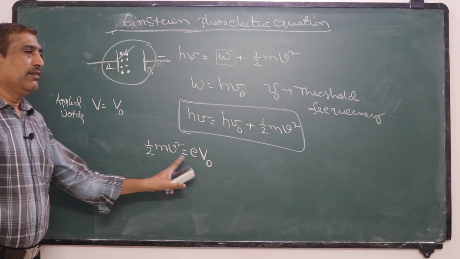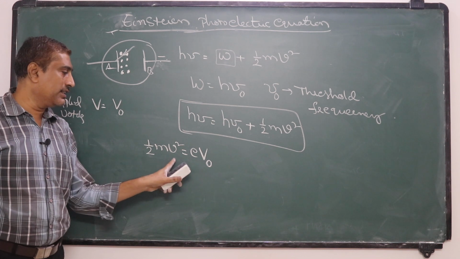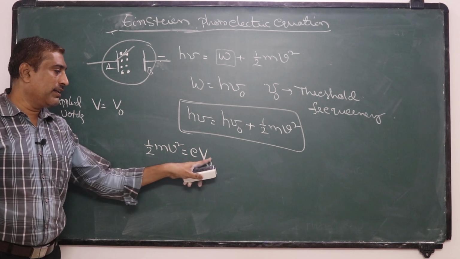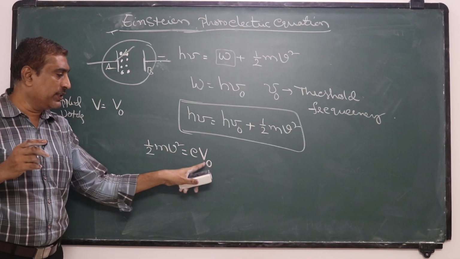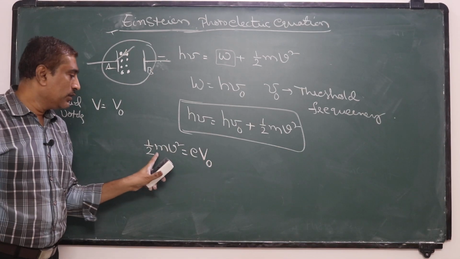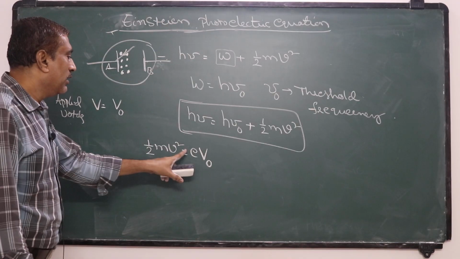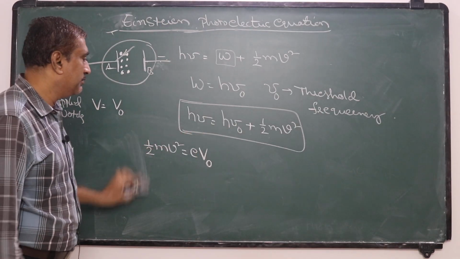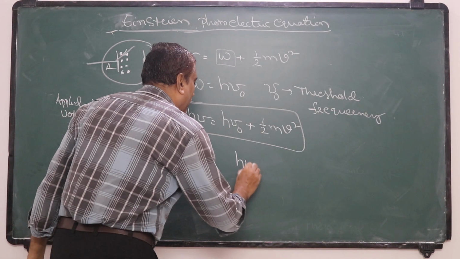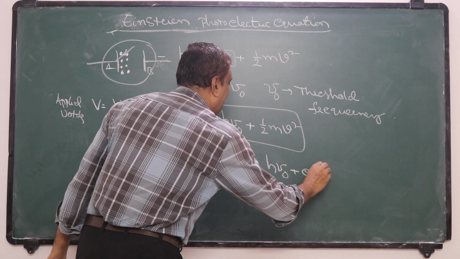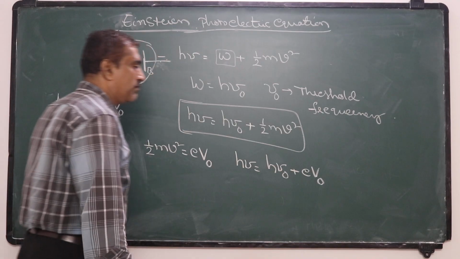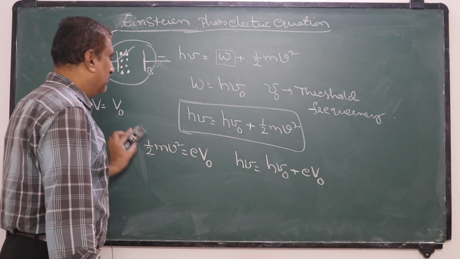Okay, already in the last class we have discussed that this is the work done in moving an electron between 2 points of potential difference V naught. So half mv square is equal to eV naught. Now we can write this equation here also. Therefore h nu is equal to h nu naught plus eV naught.